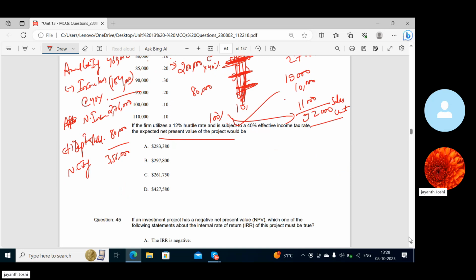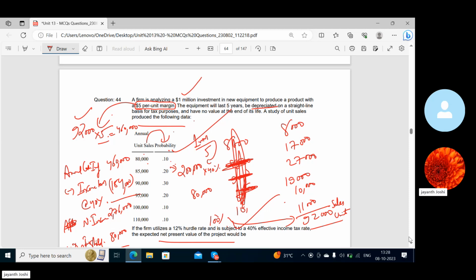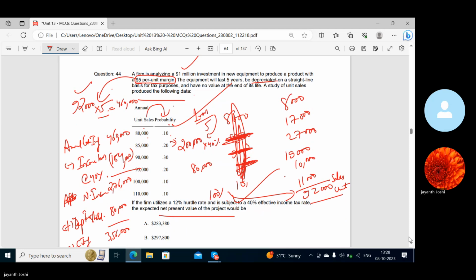And then we have to take the factor to find out the present value of this, right? This cash flow is going to be for 5 years, right? The life is 5 years. So we will take the 5-year annuity factor, right? The equipment will last 5 years. But the annual unit sales, 1, 2, 3, 4, 5, 6 years, they took. Can you tell me what is the factor at the rate of 12% for 5 years? 3.605.